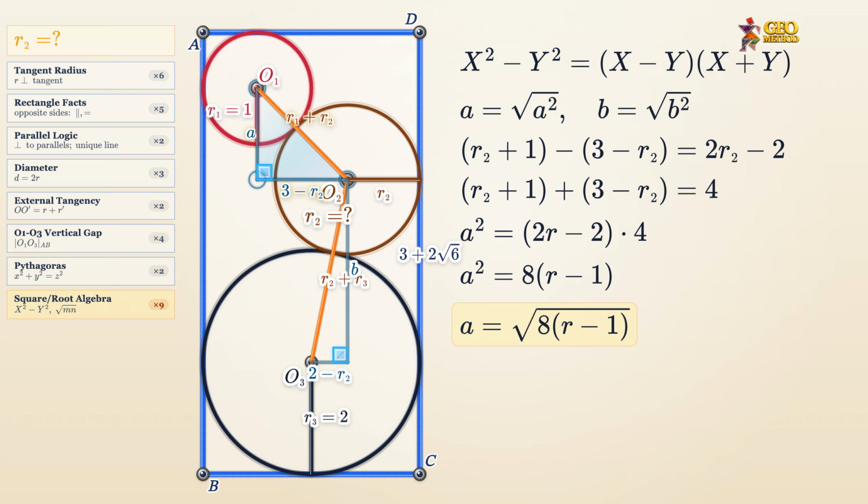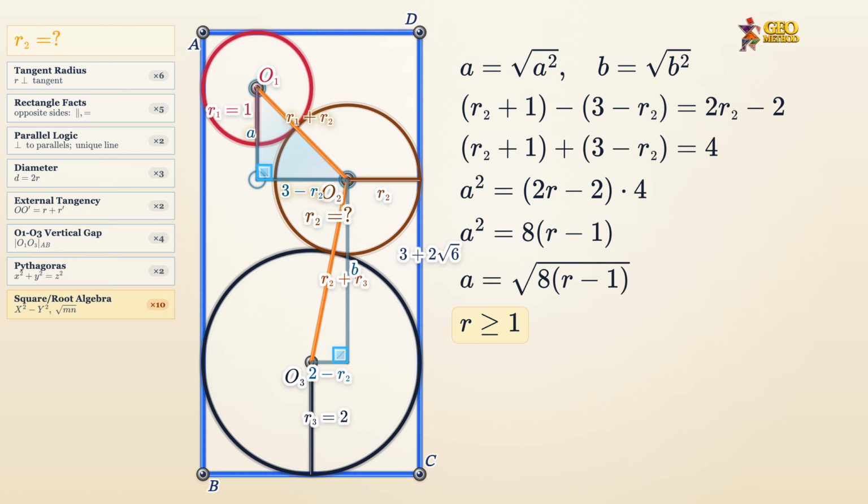Now take the positive square root. The length A is root of 8 times R2 minus 1. This also tells us the expression inside the root must be non-negative. So R2 is at least 1.